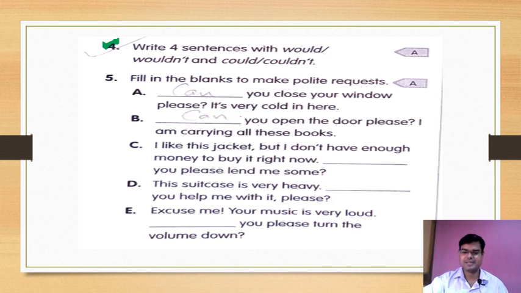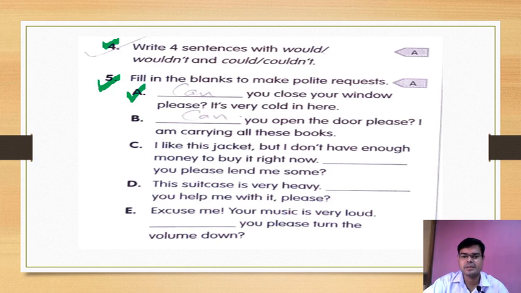Now check the fifth question. The fifth one is fill in the blanks to make polite requests. So while making a polite request, you can use could also, correct? Though generally we use it in the past, we can use it for polite requests. Could you close your window please? So can can also be used. You can use can also. Okay. So use one of them.